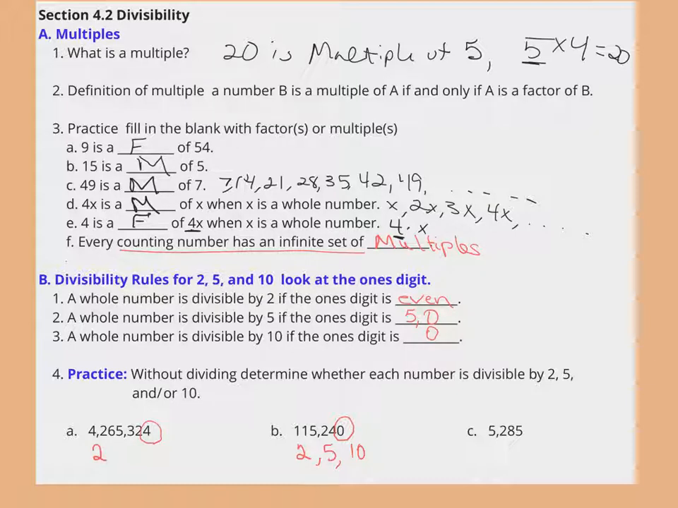If we look at letter C, we have the number 5,285. Its ones digit is a 5, so it's not even, but we do see that it ends with a 5, which means it's divisible by 5. But it's not divisible by 10.